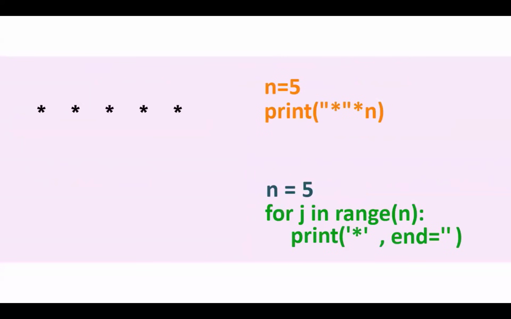Now see, when I want to print this single line, there are two ways to print it. First is to write print star five times, print star, print star. Or I can do n equal to 5, for j in range n, print star, end equal to no space. I've given. So the second one is generally preferred, the most common one.